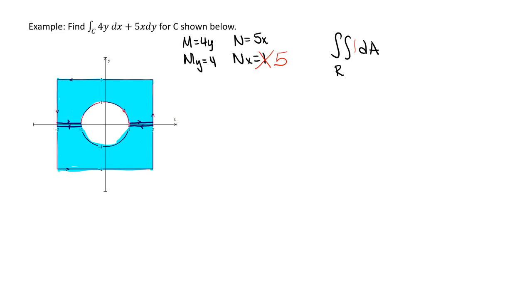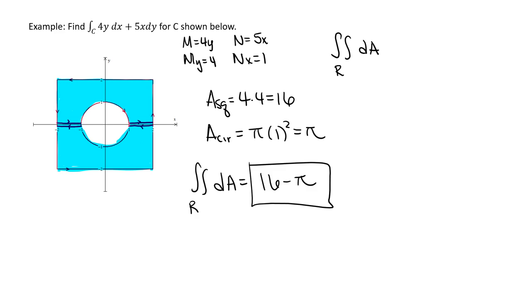So basically, the answer to this problem is going to be the area of that region that I have shown in blue. And so in this case, I am going to take advantage of geometry because I just have a square and a circle. The area of that square that I have drawn is 4 times 4, or 16. The circle has a radius of 1, so it has an area of pi times 1 squared. So this integral should be 16 minus pi.